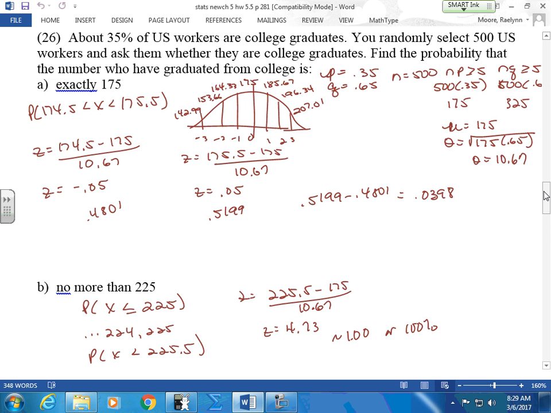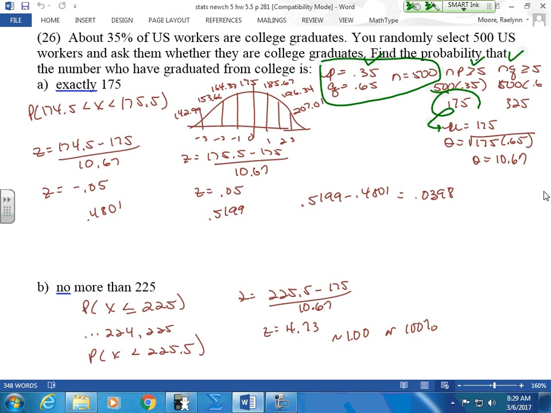Don't forget, pull this out first. This tells me, is this binomial? Sure enough, it passes both of my tests. My numbers are large, so it's going to pass this test. This is my mean. Find my standard deviation. For an exactly, remember, it's one little line. So you've got to give it area. Drop it 0.5, raise it 0.5. Find your z-scores, subtract your areas.